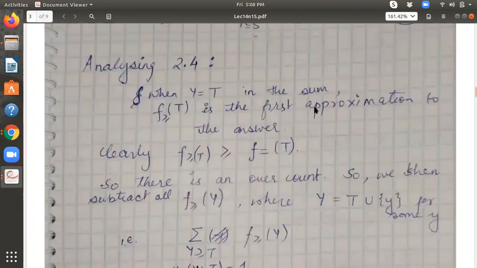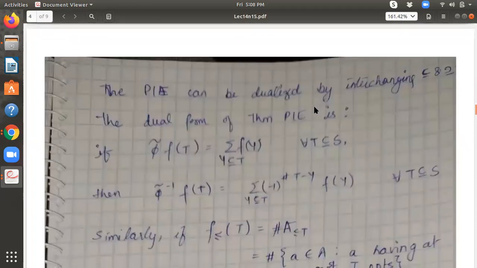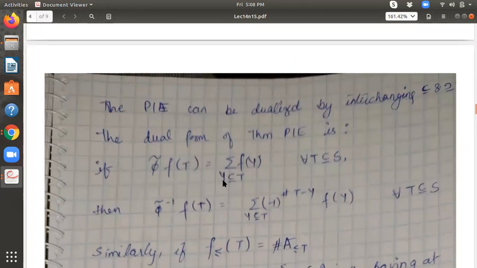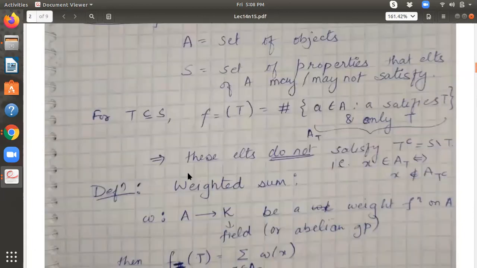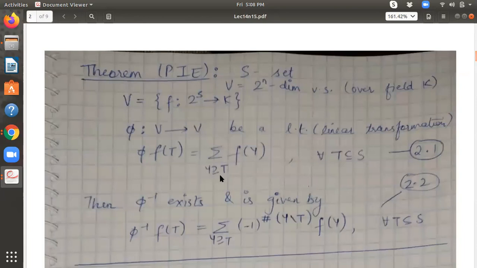So that is what we do next. The dual form of the principle of inclusion exclusion says that if phi tilde of f of T, remember this now is in the sense Y is contained in T, while the original form was Y containing T. In the original form, we had phi of f of T defined as a summation running over all those sets which contain T. When you want to dualize, you do this in the reverse manner and say that phi tilde, just to distinguish this from phi, is a summation running over all those subsets which are contained in T. All right.